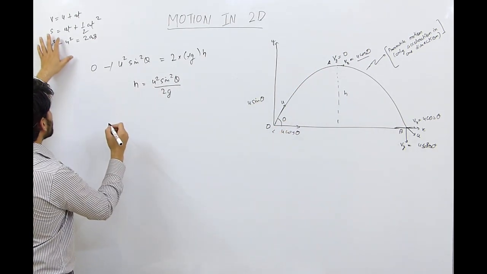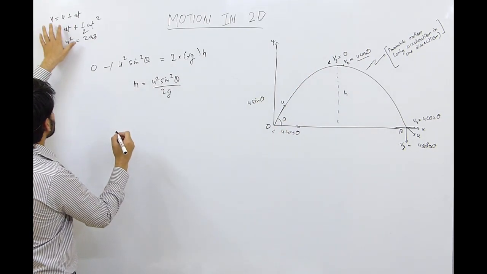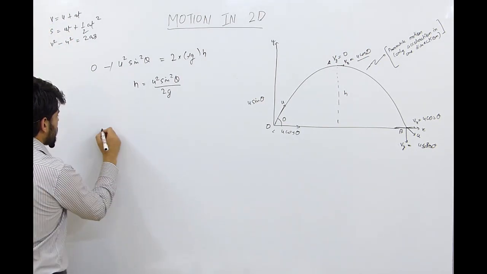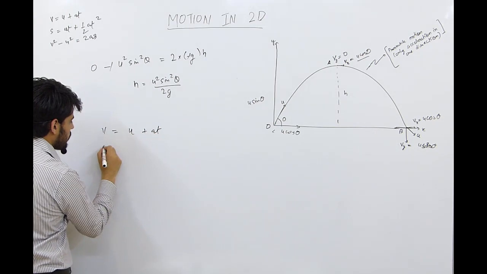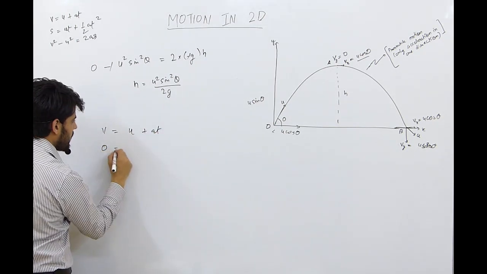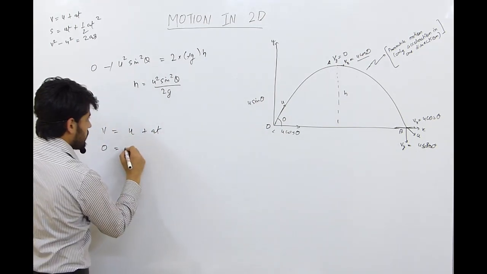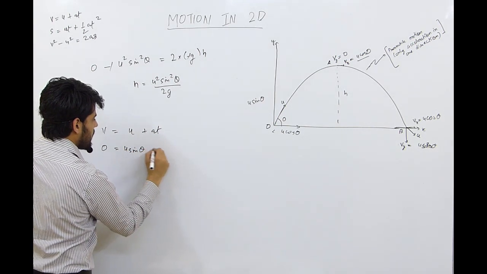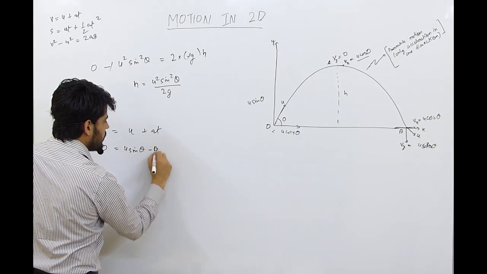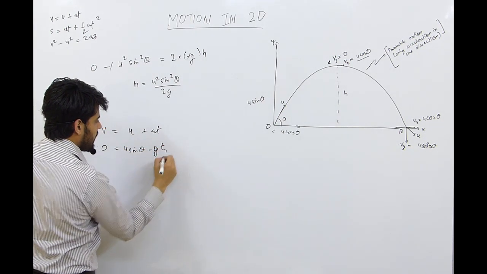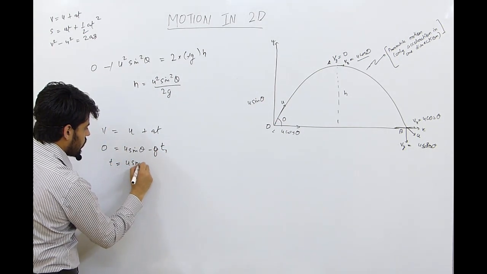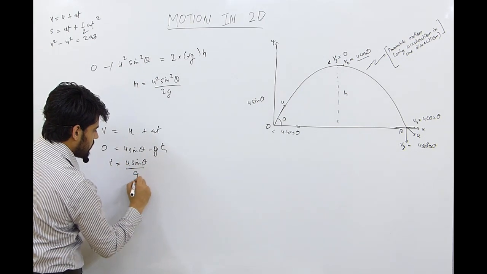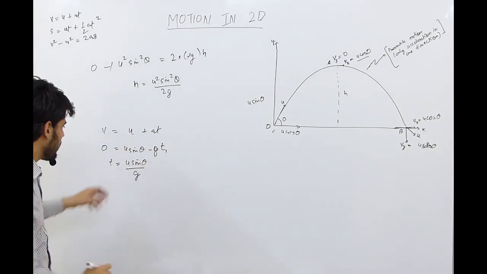So we can use this equation, V is equal to U plus AT. Final velocity is 0 at point A, initial velocity at O is U sine theta, so it will be 0 equals U sine theta minus G into T1. So time comes out to be T1 is equal to U sine theta by G. It's very simple.